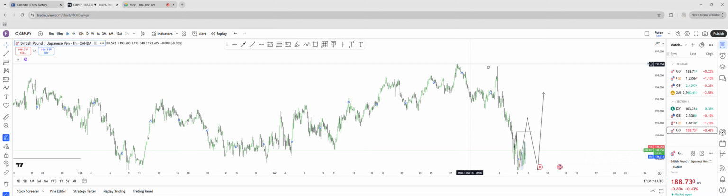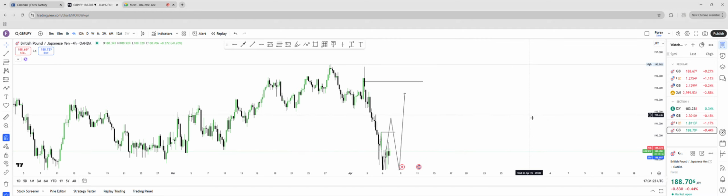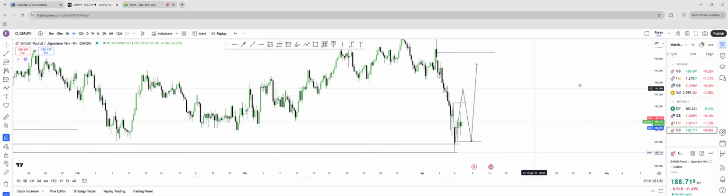So where? To this area, because it was the high that was created. So maybe some other block around this area, or just some levels around this area that has not been mitigated that you may likely target.